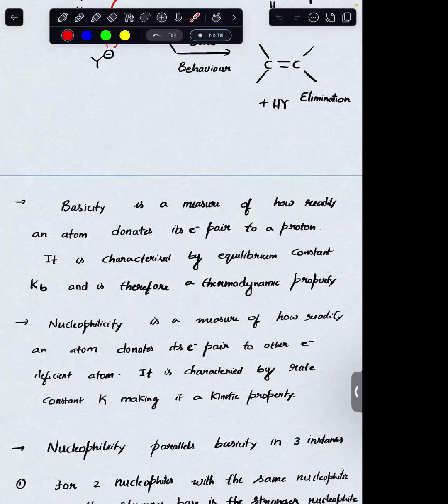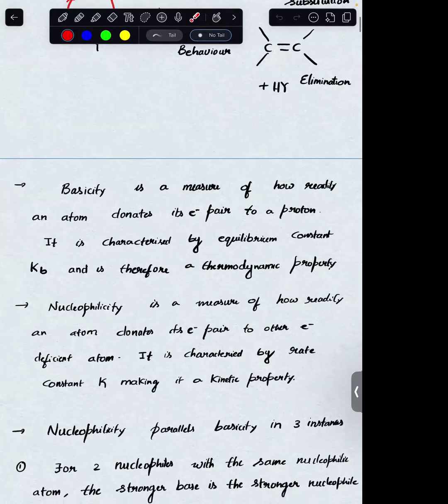So we understood that whenever a negatively charged species acts as a base and a nucleophile, its behavior is quite different. So the nucleophilic strength order and the basic strength order may or may not be the same. But there are some cases where the nucleophilic strength parallels the basic strength. That is, the basic strength order and the nucleophilic strength order will be exactly the same. So let us understand the cases where they are the same. For other things, we will be comparing based on the question.